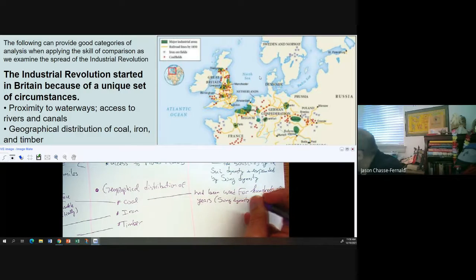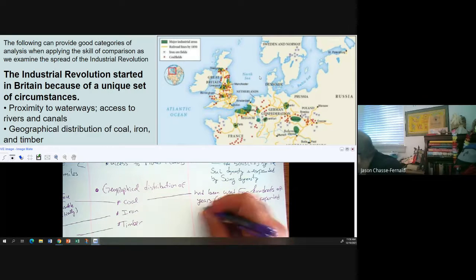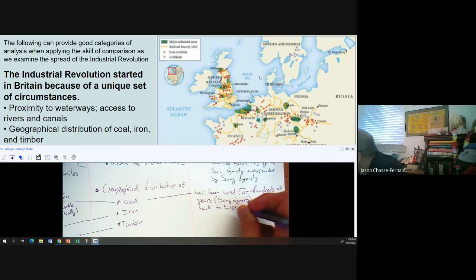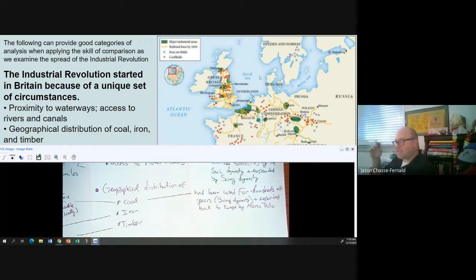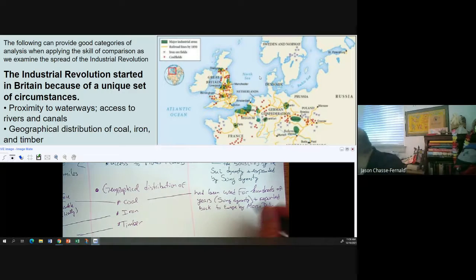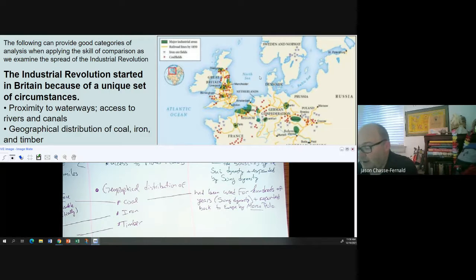Their use of this was also reported back to Europe by Marco Polo. In his book, he talks about how the Chinese would burn rocks for fuel. So obviously China has coal. And if you know anything about modern day China, you know that they burn a lot of coal. So there's plenty of access to coal.